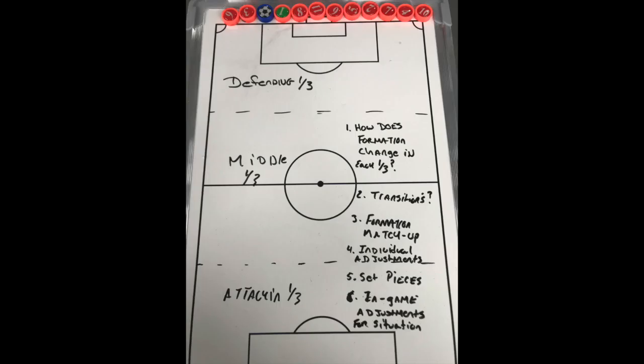So here's my whole point about formations and matching up against each other. What does your formation look like on the defensive side? What does it look like on the attacking side? What does it look like in transition? What does it look like in the defensive third, the middle third, and the attacking third of the field? And then you also have to say, what are the individual matchups against the specific team that you're playing?